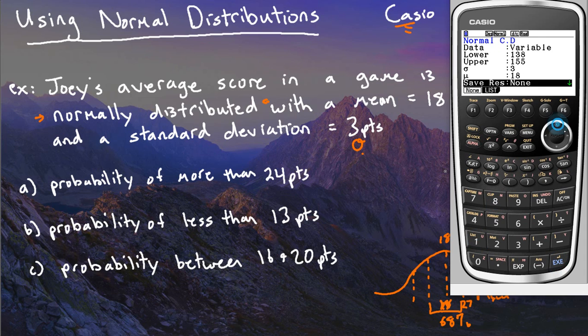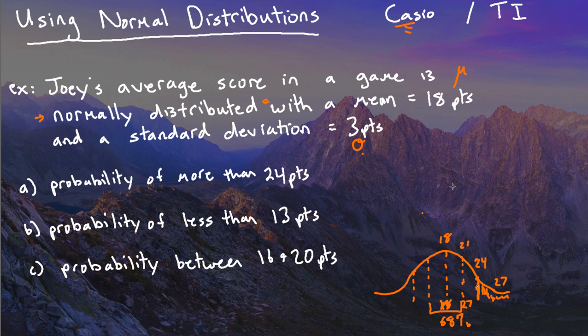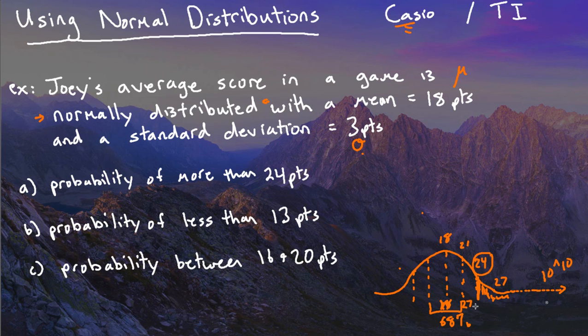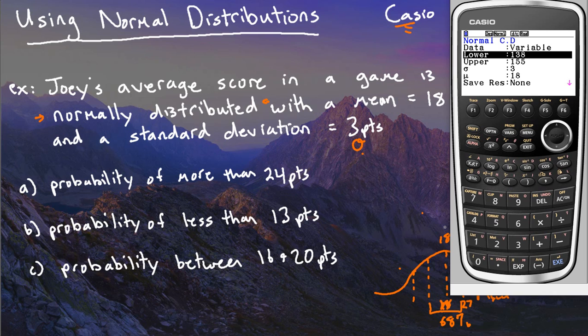And now let's talk about this lower and upper. What that's talking about is on this curve. Our lower bound in this example is 24, because that's the lowest that we want if we want him to score more than 24 points. And then, what's our upper bound? Our normal goes on forever, so I'm going to say 10 to the 10th. That's a way to cheat it and say basically infinity. Technically it's possible that Joey could score infinity points, it's just not probable. So our lower end is 24, and our upper end will be 10 to the 10th. That's the way we're going to tell our calculator basically infinity.